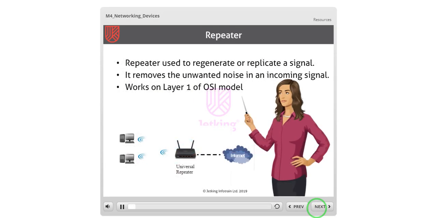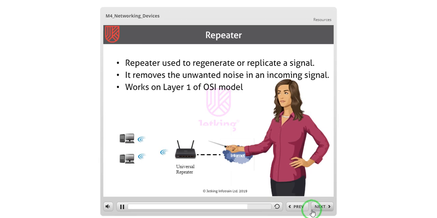A repeater is a network device which is used to regenerate or replicate a signal. It removes the unwanted noise in an incoming signal. Unlike an analog signal, the original digital signal, even if weak or distorted, can be clearly perceived and restored. Repeaters, when used with analog transmission, re-strengthen signals with amplifiers which unfortunately also amplify noise as well as information. It works on layer 1, that is, the physical layer of the OSI model.